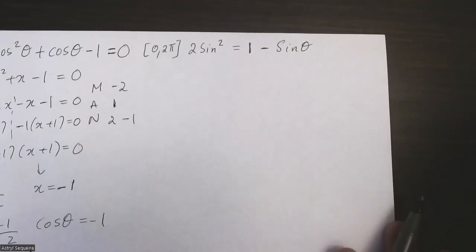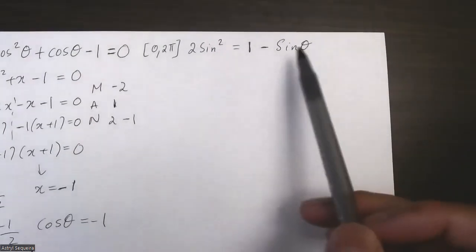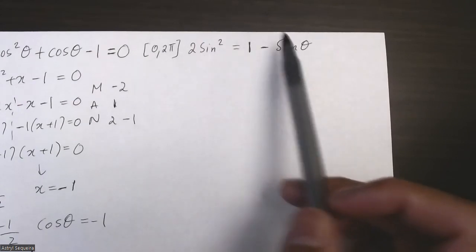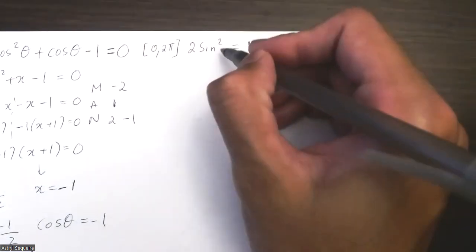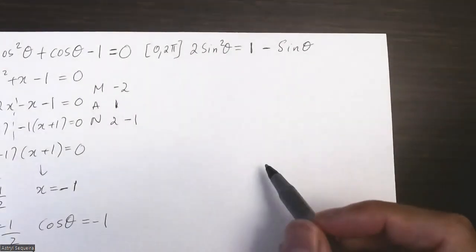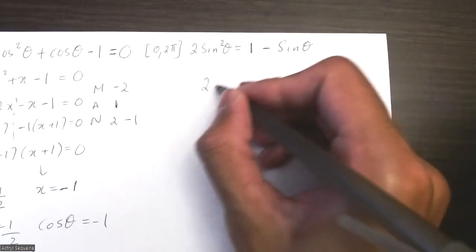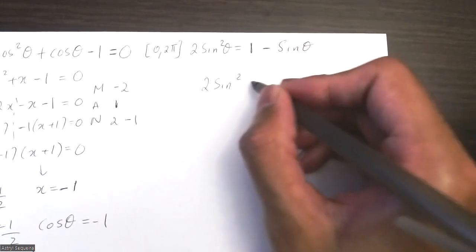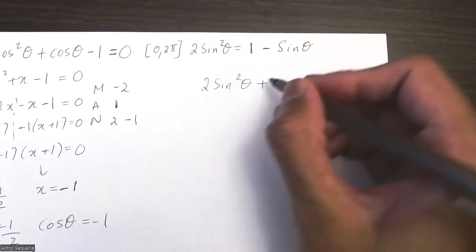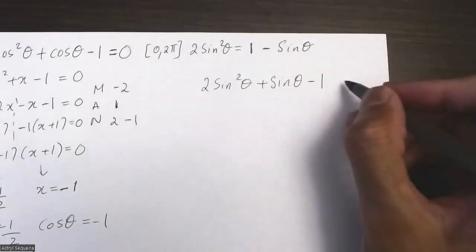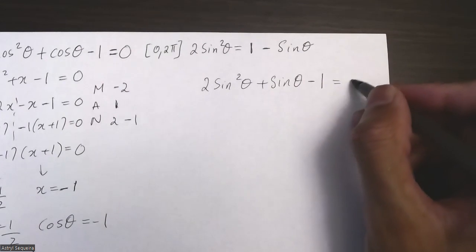Let's go to the second question. This one again is a trinomial, but we have things on different sides. So we want to move everything to one side and make sure that the sine squared term is positive. We want to move these two things to this side. So I have 2 sine squared theta plus sine theta minus 1 equals 0.